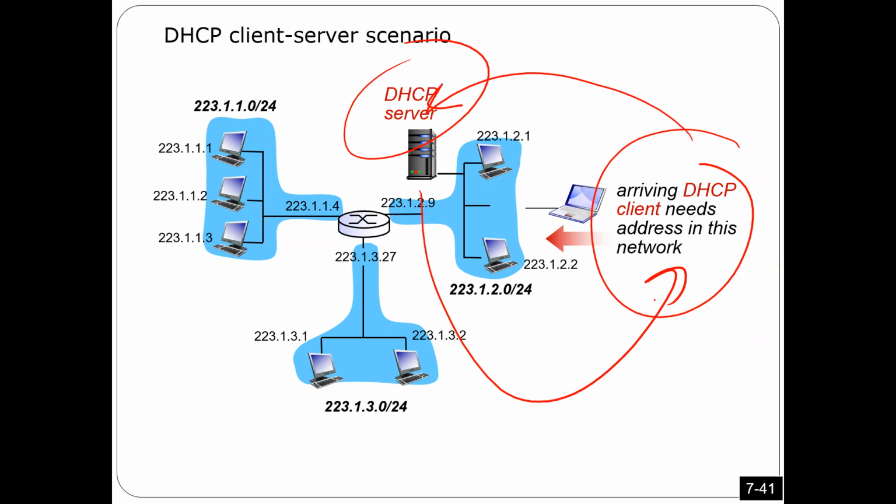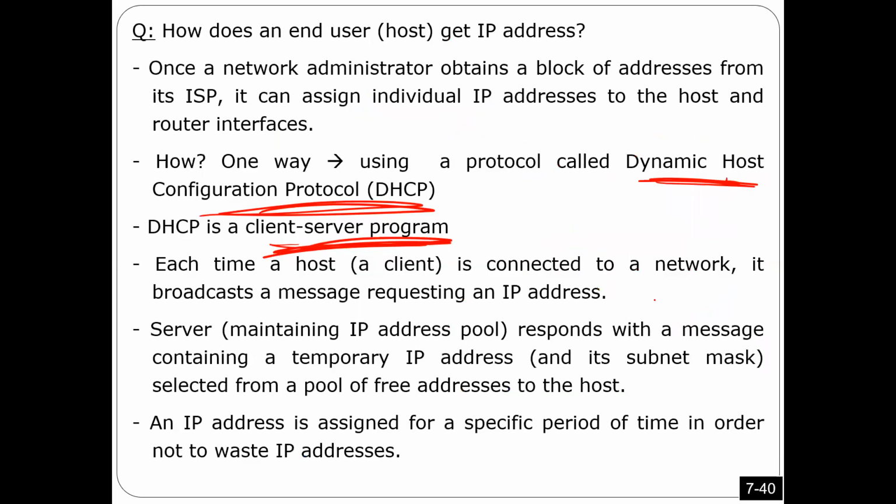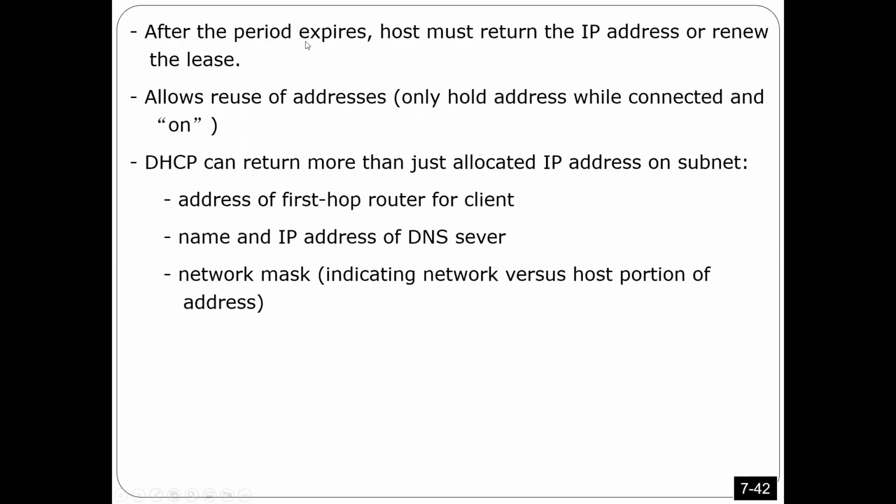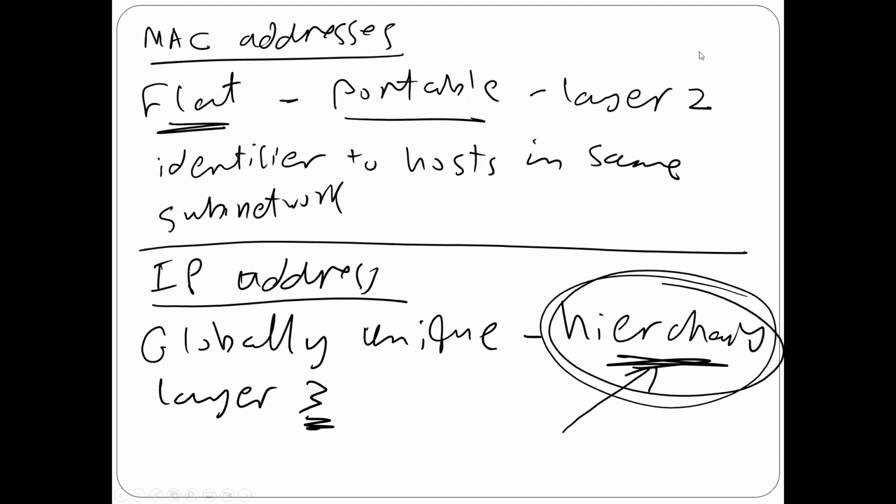So, for example, you can use one IP address today, and tomorrow someone else can get it, or even right after you finish, someone else is going to take it. That's exactly what I'm saying here. An address is assigned for a specific period of time in order not to waste IP addresses. If the period of time expires, the host address must be returned. That means if I leave the network, my IP is free and can be used for someone else.